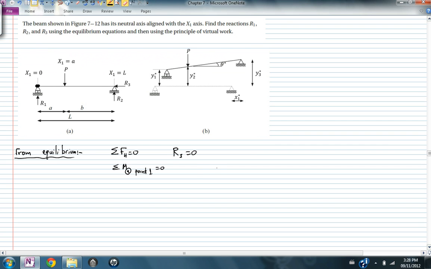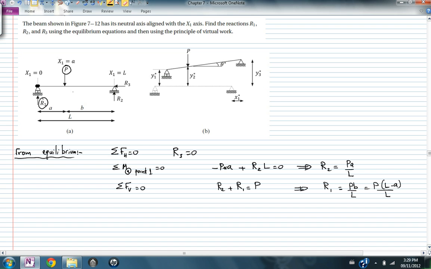And so if I have negative P multiplied by A plus R2 multiplied by L equals 0, which leads me to R2 equal to P A over L. And sum of forces in the vertical direction equal to 0, you'll find that R2 plus R1 equal to P, which will lead to the fact that R1 is equal to PB over L, which is equal to P (L minus A) over L. So this reaction is equal to this force multiplied by B over L, and this reaction is equal to P multiplied by this distance A divided by L.